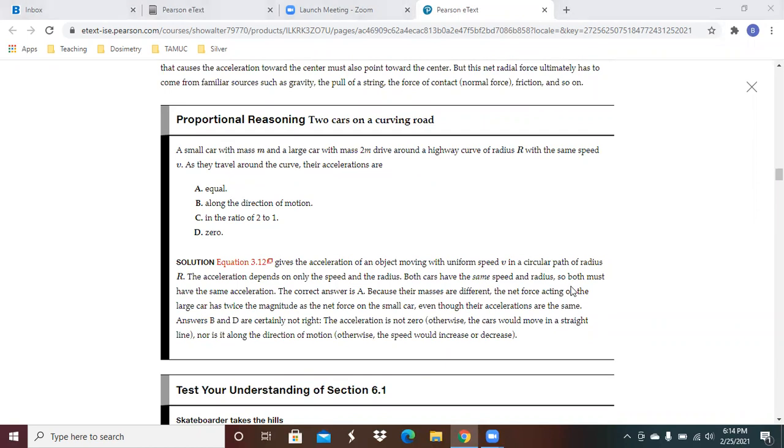Well, they all travel at the same speed v, and that's what it's talking about here. The acceleration depends only on the speed and the radius. They're both driving in the same radius, so both cars have the same speed and radius, so they must have the same acceleration. In this particular case, the mass doesn't make much difference when we're talking about the accelerations.